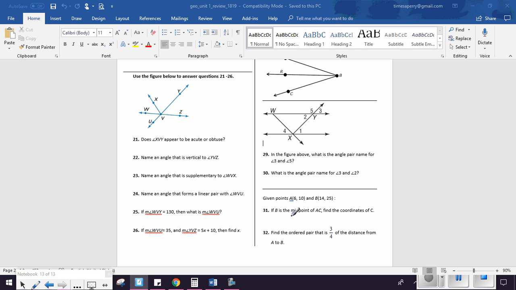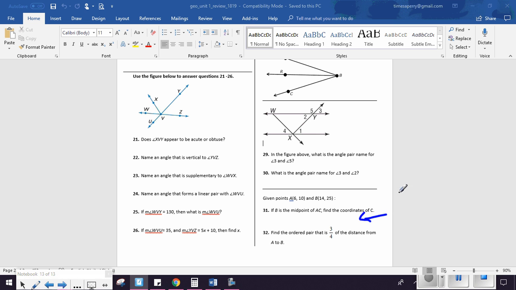31. If B is the midpoint of AC, find the coordinates of C. So we're not going to use the midpoint formula on this question. We're already provided with the midpoint, that's B. We need to use that information to find C. So this is when we use our EME method.